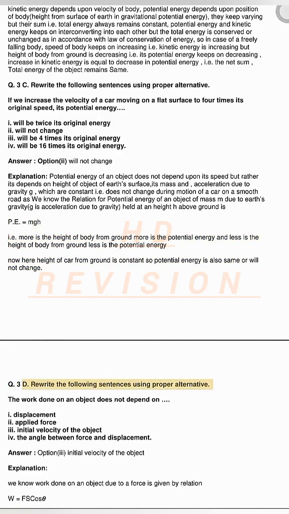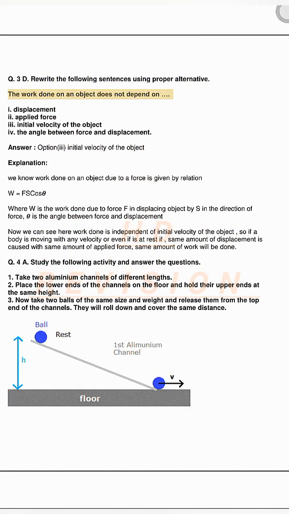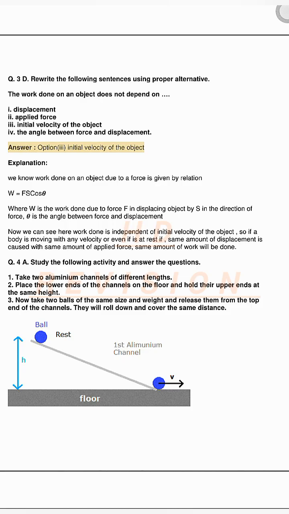Q3b. Rewrite the following sentences using the proper alternative. The work done on an object does not depend on: (i) Displacement, (ii) Applied force, (iii) Initial velocity of the object, (iv) The angle between force and displacement. Answer. Option (iii). Initial velocity of the object.